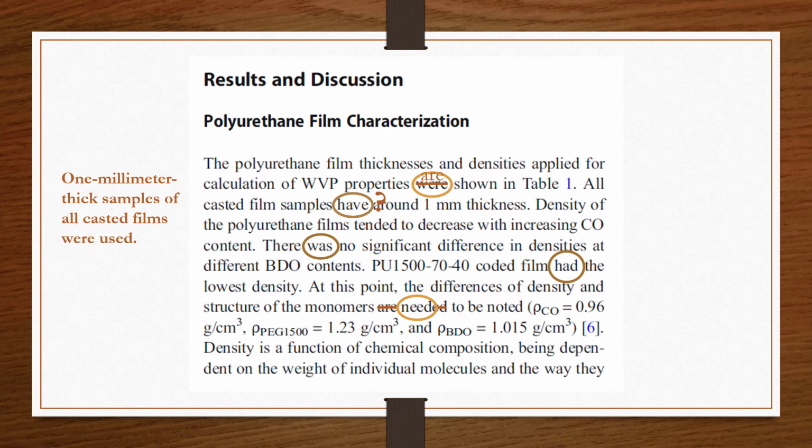This is what's happening in the paper right now. We need to note the densities. So that's happening now, so that should be in present tense.